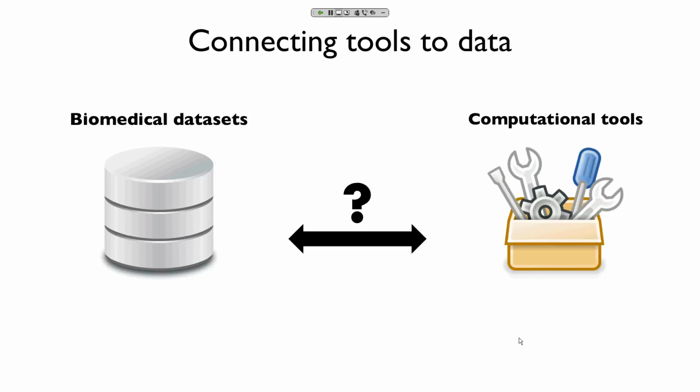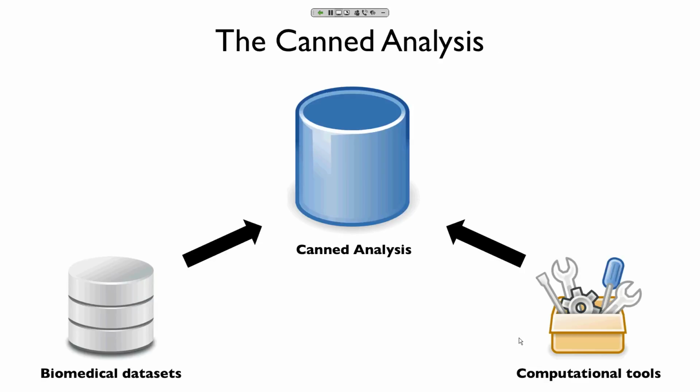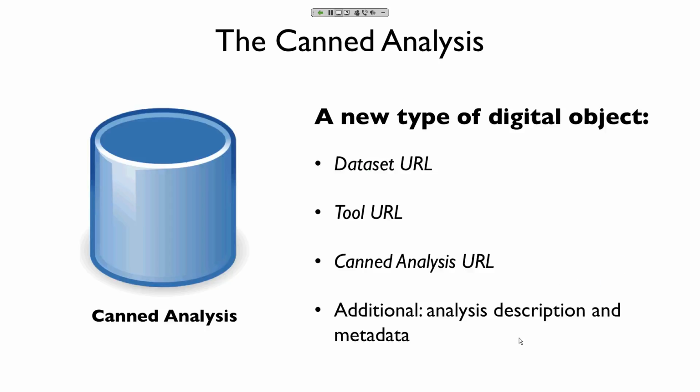So the key question we asked ourselves when defining this project is how to define a simple but effective solution to the issue of connecting datasets to the tools which can operate on them. And the model we proposed to address this issue is a new type of digital object we named the canned analysis. Essentially, the canned analysis is defined by three key elements.